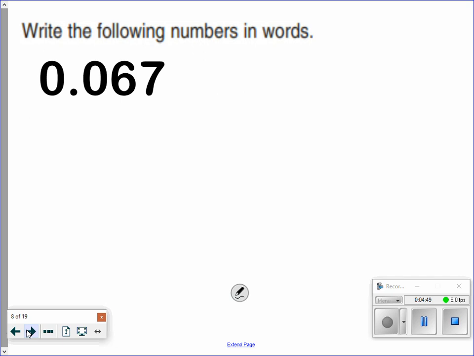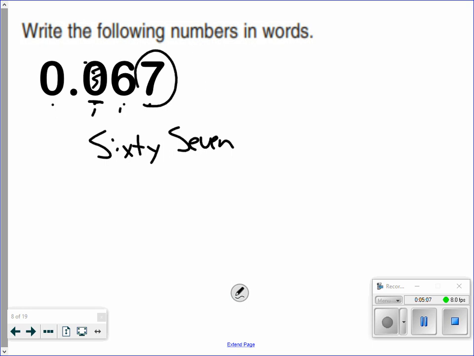Let's take a look at this one. 0.067. Remember, we're not doing anything with the 0 right now, but we have to remember this place value. So you write 67, and this is in the tenths, hundredths, thousandths place.